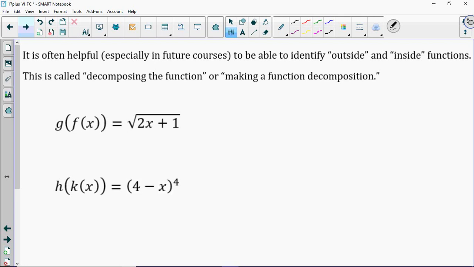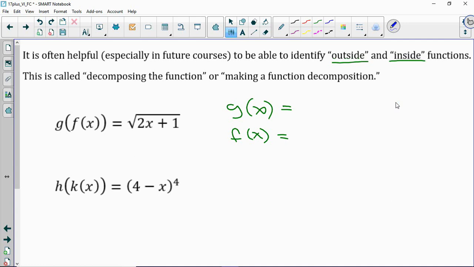But for those of you who are really into the math just because it's fun, I assure you that being able to identify the quote-unquote inside and outside functions is going to be very, very important later on in future math classes. So I want to practice that now. So here we've got square root of 2x plus 1. So we want to invent functions g and f so that when we compose them in the correct order, we get the square root of 2x plus 1. And we just need to think about what's inside and what's outside.